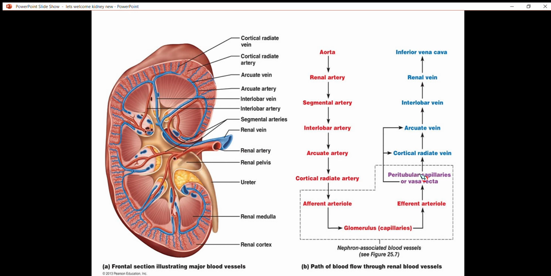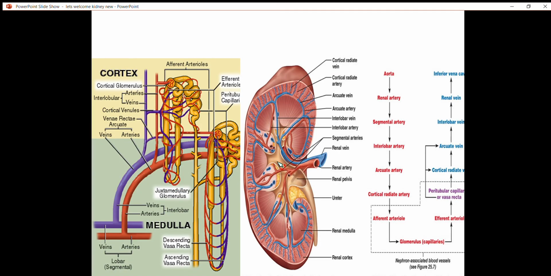We will see in detail in the third chapter what is the role of this vasa recta, but keep this word in your mind, the vasa recta. So the efferent arteriole is going to join your peritubular capillary network, then the cortical radiate vein, arcuate vein, interlobar vein, renal vein, ultimately the inferior vena cava. So you can match these words with your diagram in this way. In the previous diagram, you also see all these things are present over here.